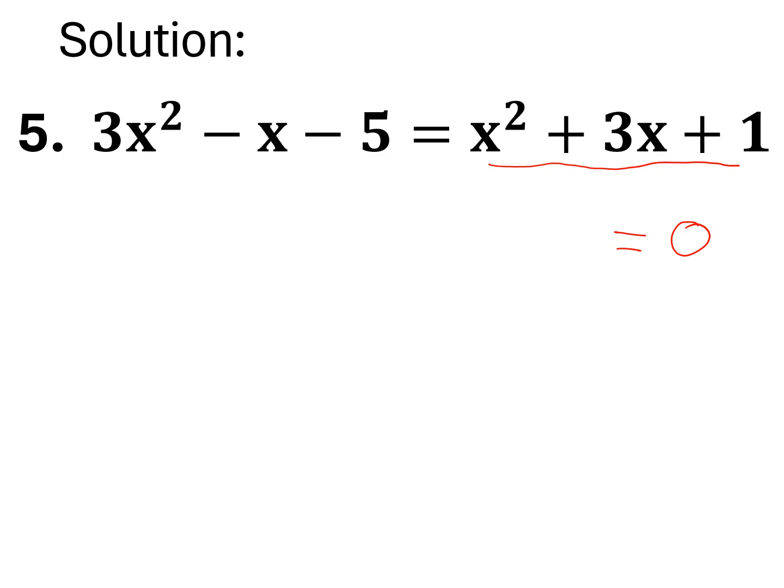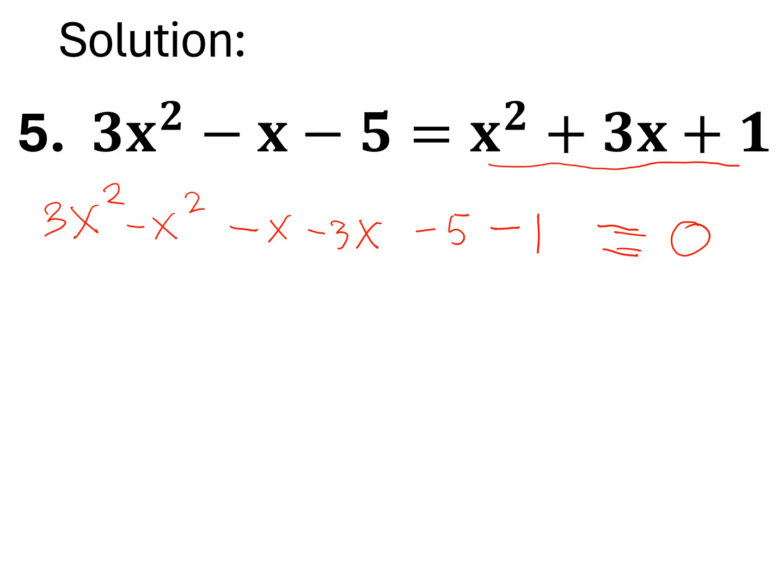Next, group all the quadratic terms: 3x squared, then negative x squared. This is negative because we transfer it from the right side to the left side. Then we group all the linear terms: negative x, then negative 3x. Then group also all the constant terms: negative 5, negative 1, equals 0.